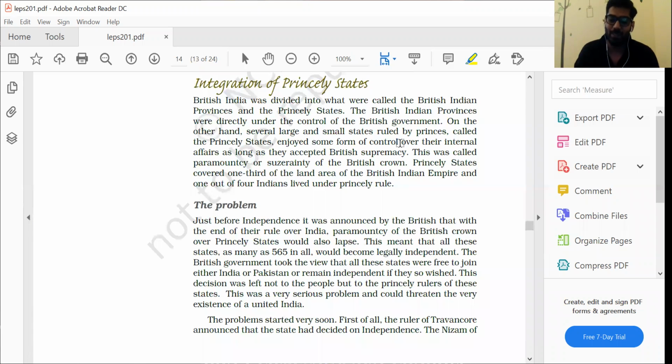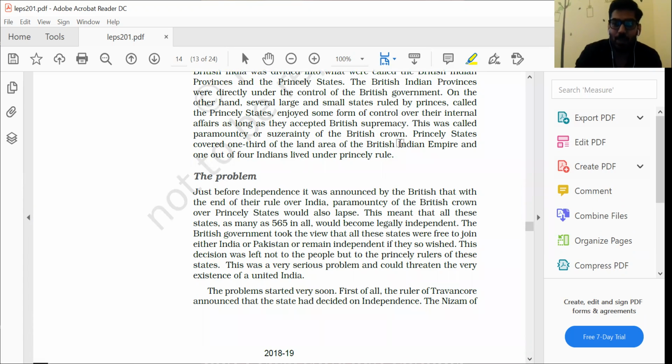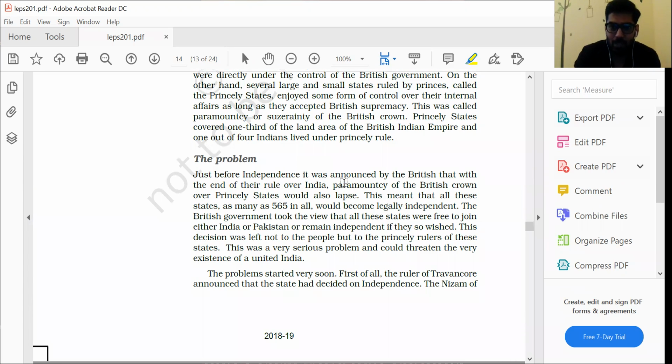So, that was a tough thing because all of them were not willing to do that. So, you see, that's what is written here. What I just explained. Now, this text will become very easy. Just before independence, it was announced by the British that with the end of their rule over India, paramountcy of the British crown over princely states would also lapse.